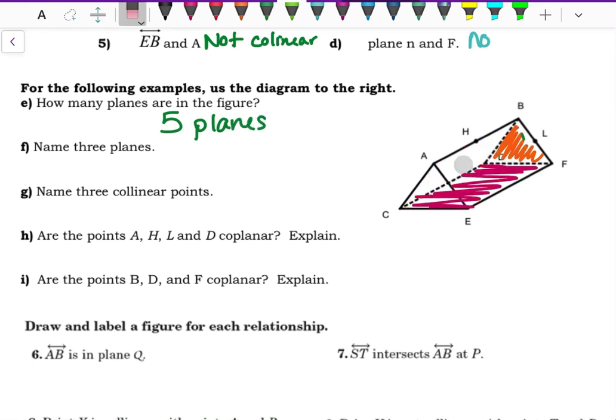Okay. Next, we need to name 3 of those planes. So remember, planes get named using 3 points. So first plane, I'm going to name this one. That's going to be plane ACE.